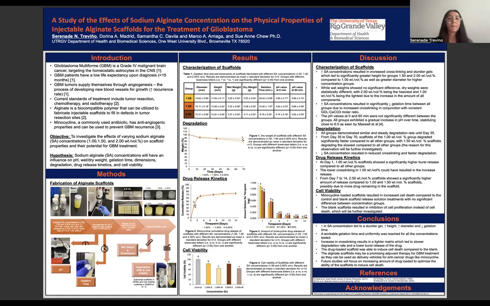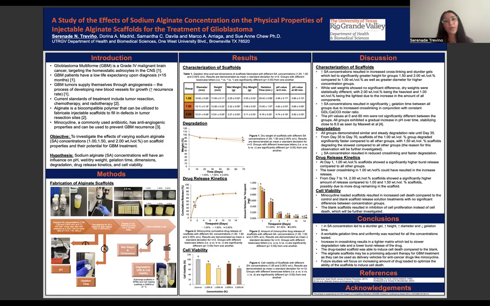This leads to an increased tightness of the gel matrix. And this possibly leads to the higher concentration groups retaining more of the drug than the lower concentration groups, which also possibly leads to the higher burst release of the 1% group in the beginning of the study.